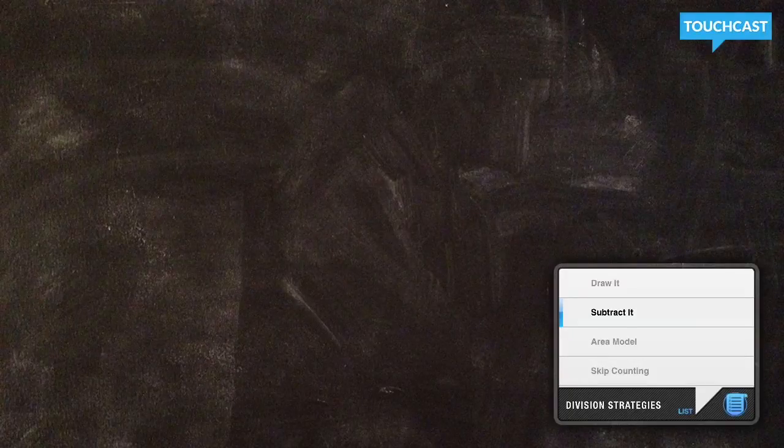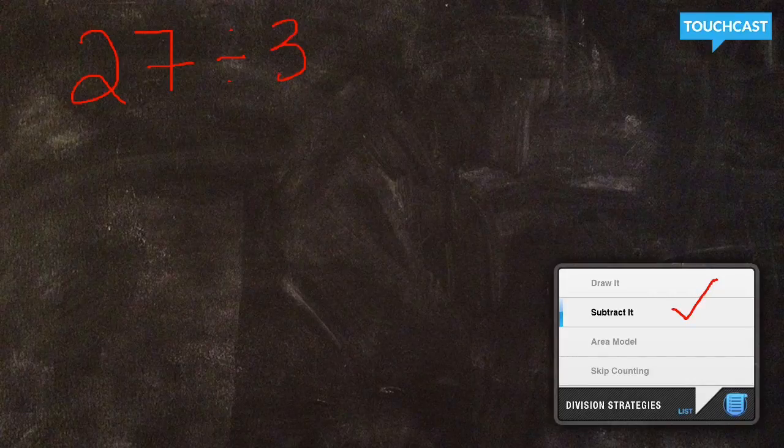All right, today we're going to learn how to use the subtraction strategy to solve quotients. Remember, a quotient is the answer to a division problem. Okay, so we are going to use subtraction to find the quotient of 27 divided by 3. And we're going to find that quotient.